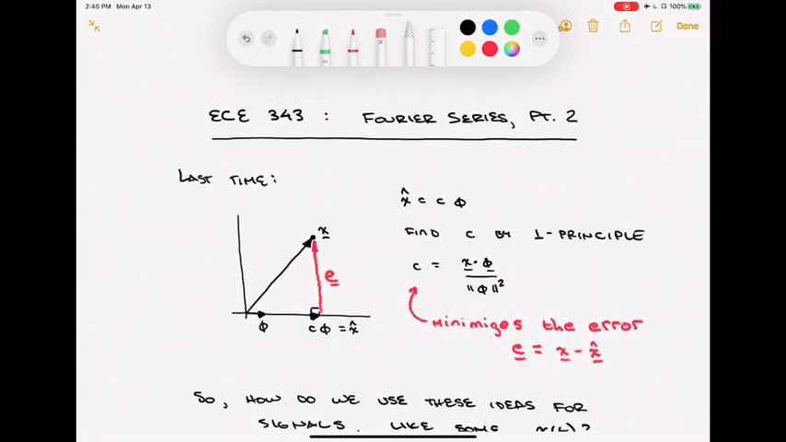This is the second lecture in Fourier series, part of ECE 343. Last time we introduced Fourier's big idea, which was that any periodic signal could be represented as a sum of harmonically related sinusoids. Before we can derive that so-called Fourier series, we do need to develop some mathematics.